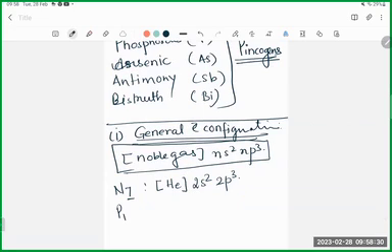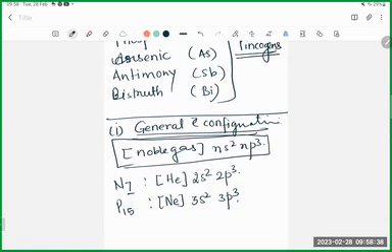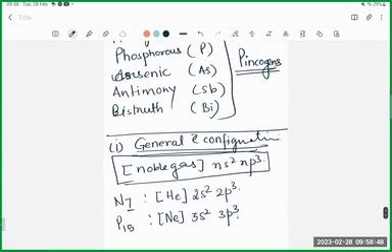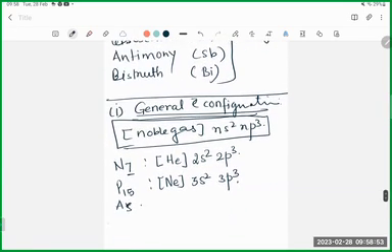Like this, phosphorus is 15. Before phosphorus we have neon. So 3s2 and 3p3. This is the electronic configuration. Did you understand, Hridaya? Like this, we will go for arsenic, antimony, and bismuth.